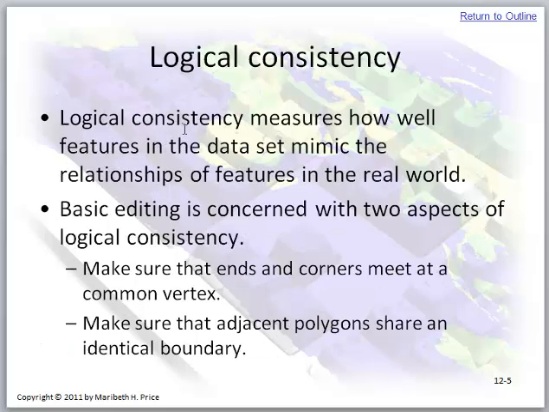Logical consistency measures how well features in the dataset mimic the relationship of the features in the real world. Basic editing is concerned with two aspects of logical consistency. Make sure that ends and corners meet at a common vertex so we don't have any half buildings for our example, and making sure that adjacent polygons share an identical boundary. And that would be if you were creating a multiple building layer, but we won't be doing that.